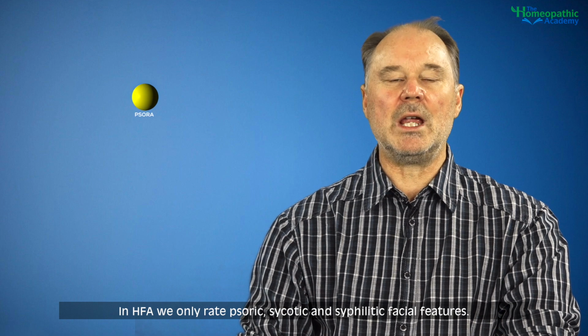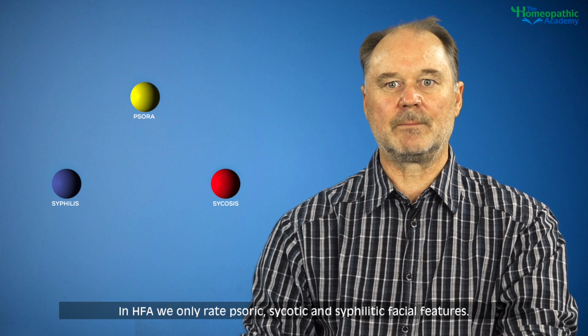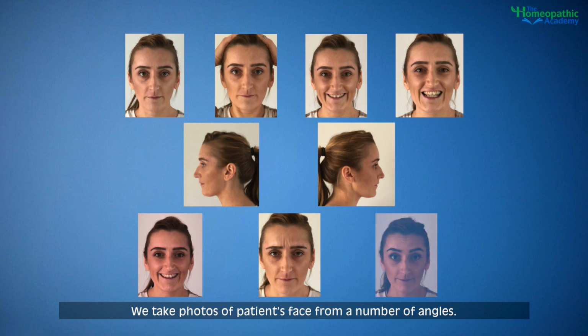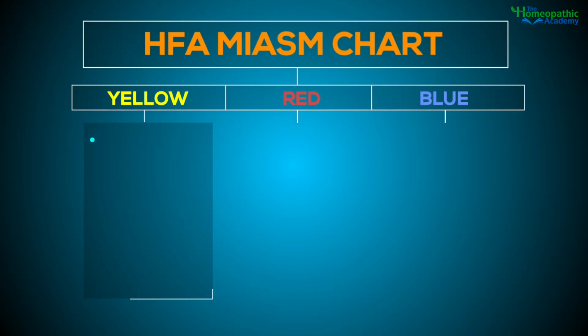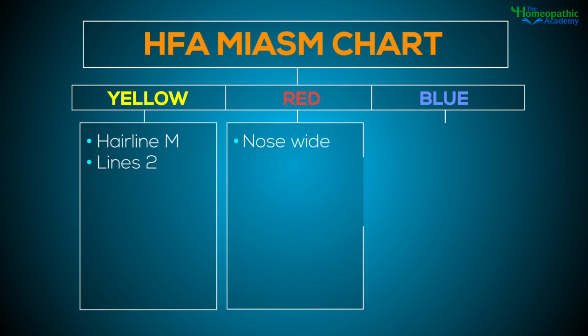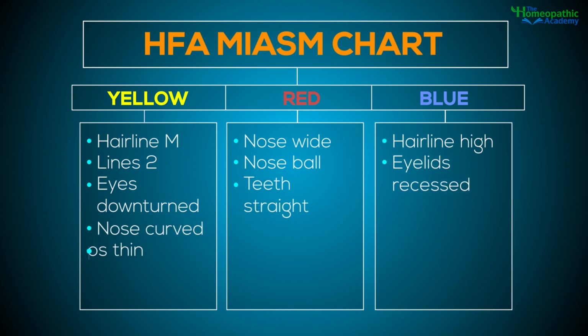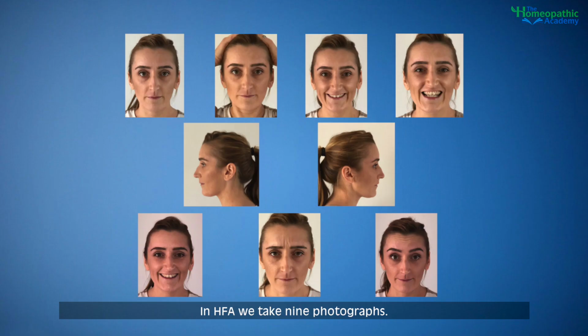In HFA, we only rate psoric, psychotic and syphilitic facial features. We take photos of a patient's face from a number of angles. We add up the points from each of these 3 primary miasms. Where a single primary miasm, Psora, psychosis or syphilis, is dominant, the patient gets a remedy from that miasmatic group. The same applies to the 3 duo and 1 trio miasm. In HFA, we take 9 photographs.